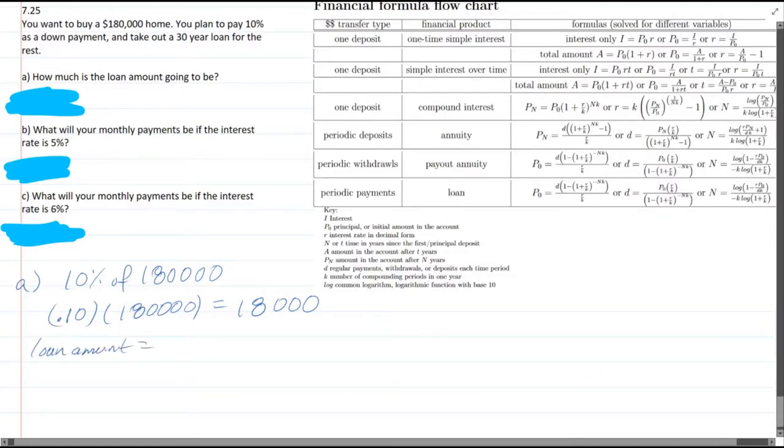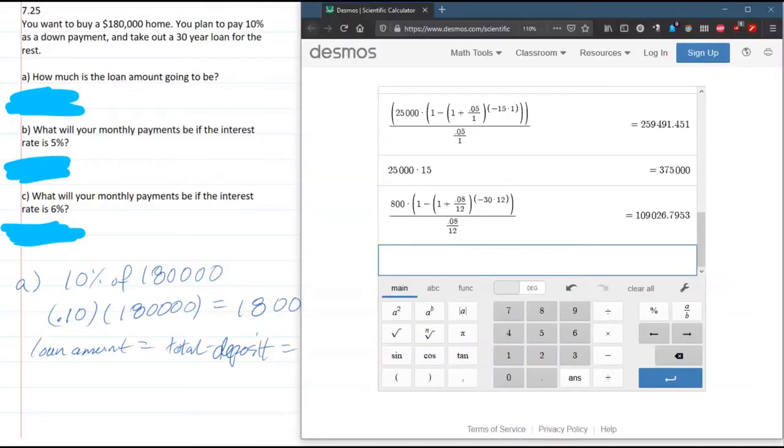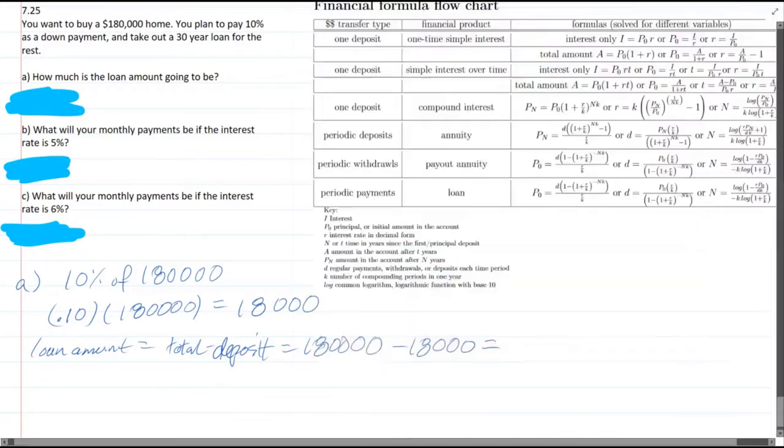So the amount is the total minus the deposit. So it's 180,000 minus 18,000 equals, better get the calculator out. So it's total minus that, 162,000. Okay, so that's part A.